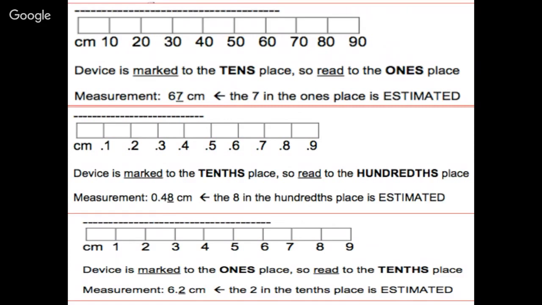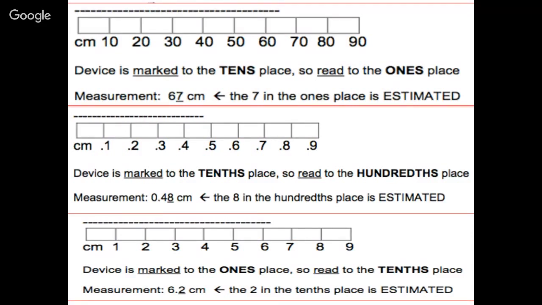The next one, that device is marked to the tenths place. So you need to read out one more place, which is the hundredths place. This measuring device reads that it is more than 0.4 but less than 0.5. And so we need to estimate the next digit, which would be 8. So it's about 0.48 centimeters long.